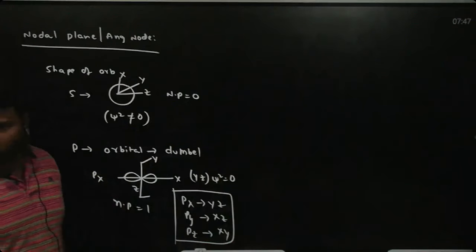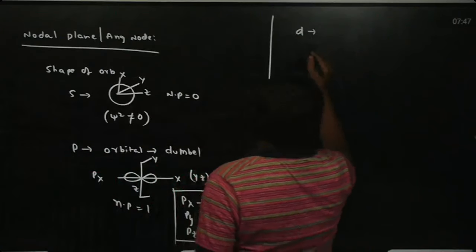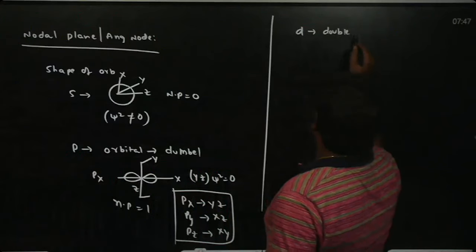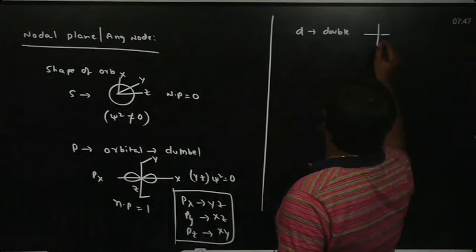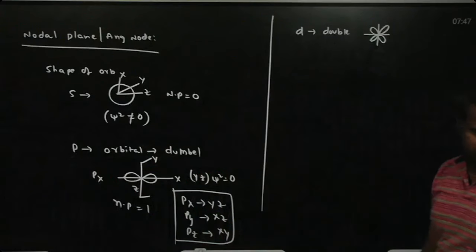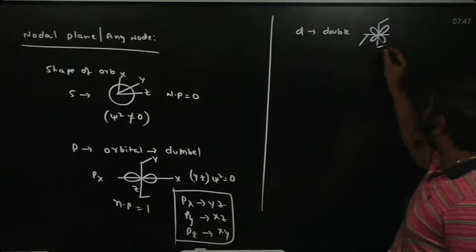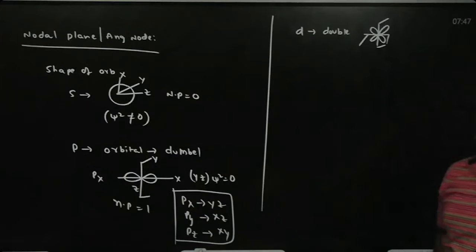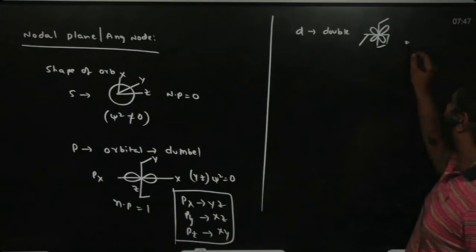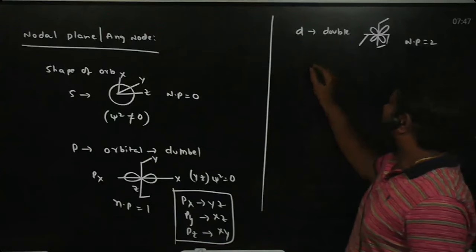Okay. Now, if you take the d orbital, what is the shape? Double dumbbell. For example, you can take it like this, this is a double dumbbell. So this is one plane and this is another plane, to make psi square 0. So how many nodal planes do we have? 2 nodal planes. Remember.